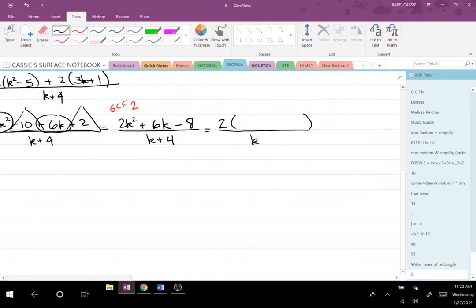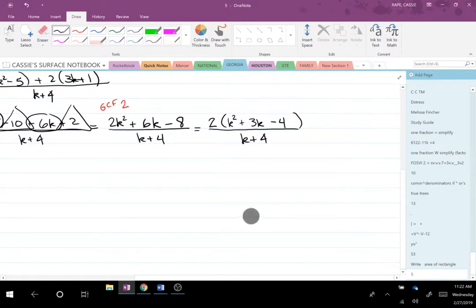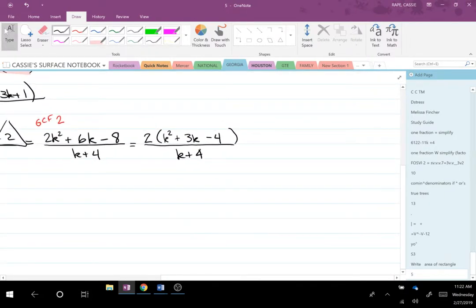So k plus 4 doesn't change in the denominator. In the numerator, if I took a 2 out, if I undistributed, basically, I would have k squared plus 3k minus 4. Now I have to see if that trinomial will factor. And so I go, what are the factors of negative 4 that add up to 3? Can I think of 2 numbers that multiply to give me negative 4 but add to give me 3? Hopefully you see that 4 and negative 1 would be those factors.